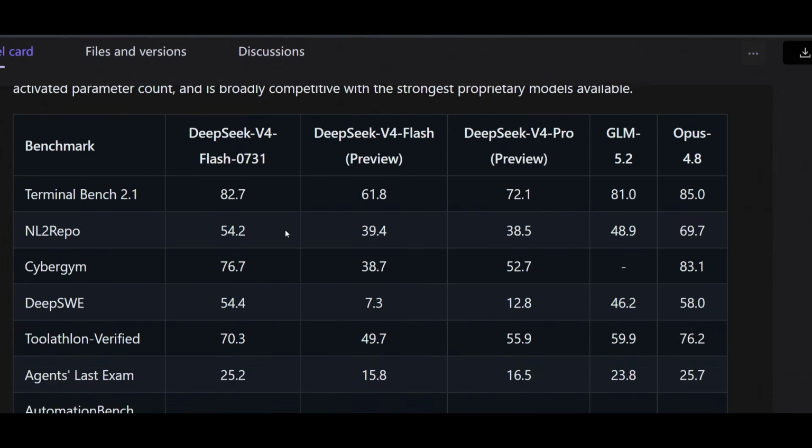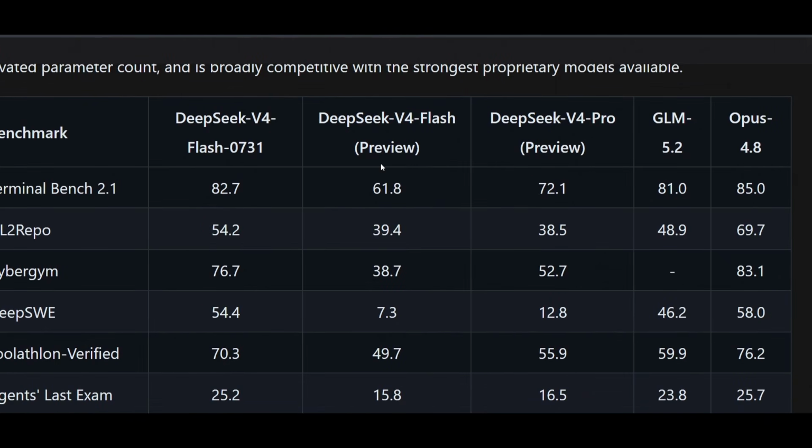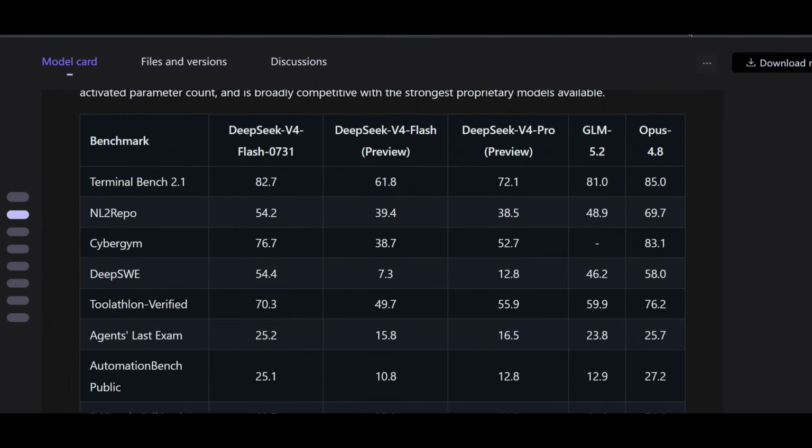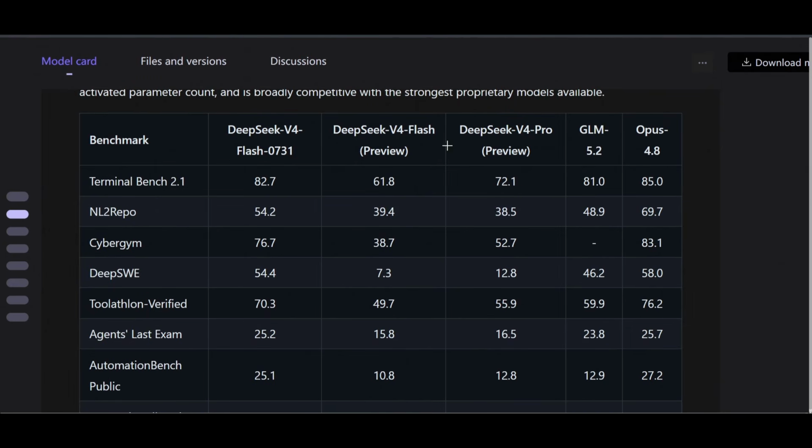And what is the advantage? Here you see this DeepSeek version 4 Flash model is actually beating the DeepSeek version 4 Pro preview model. Remember, the version 4 Flash model is beating the version 4 Pro preview model, not the main version 4 Pro model. On this terminal bench, it is scoring 82.7 and the preview was scoring 72.1.